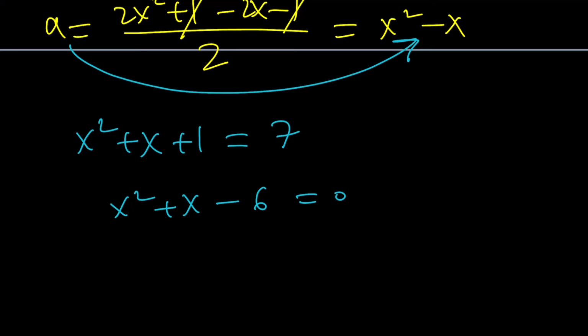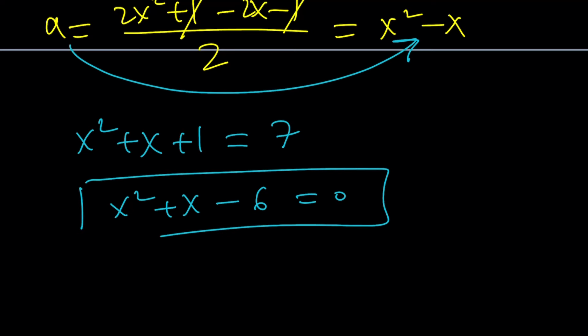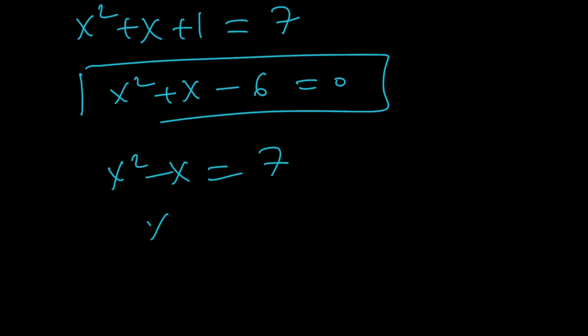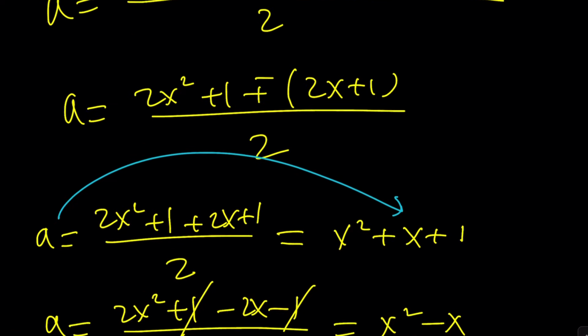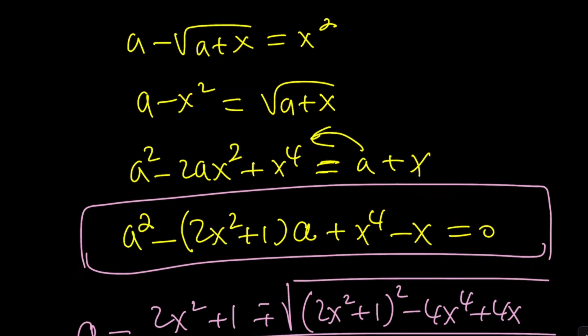Or we can use the second equation, which is x squared minus x equals a, which is 7 again. And we'll get another quadratic equation from here. And we can just go ahead and solve for that too. But guess what? Not all of these solutions are going to work because we squared both sides during the process twice, so we probably introduced some extraneous solutions.